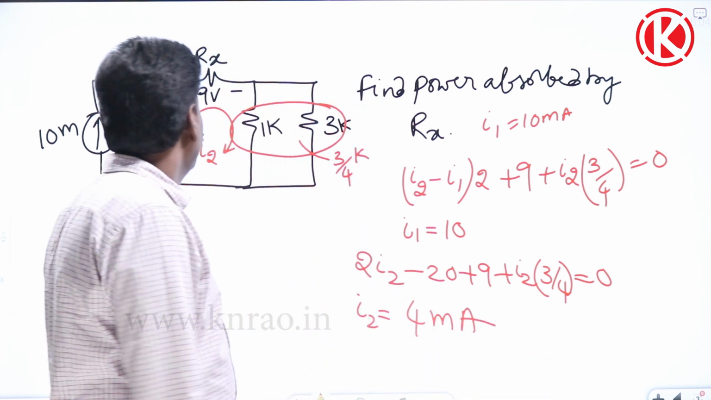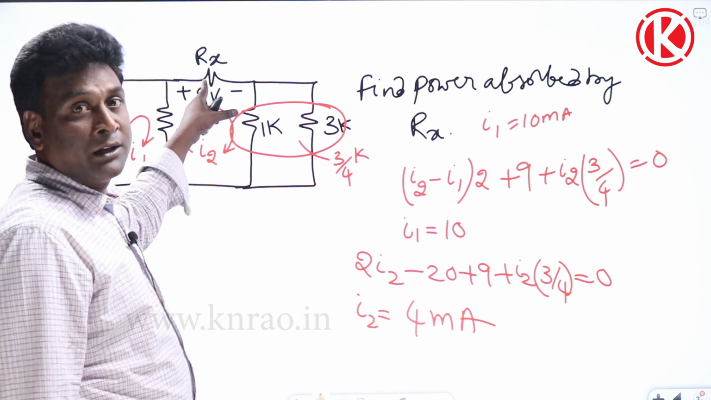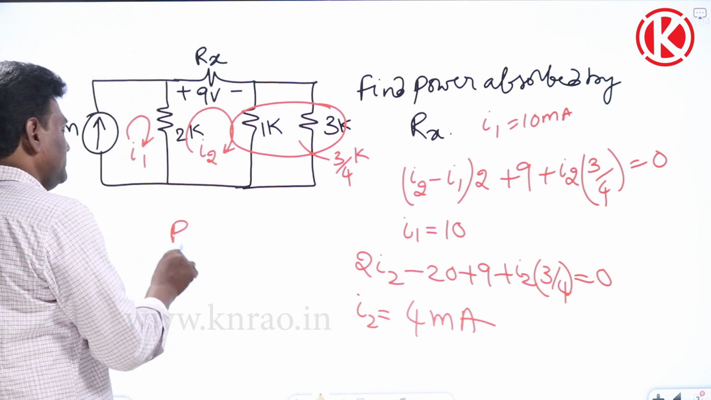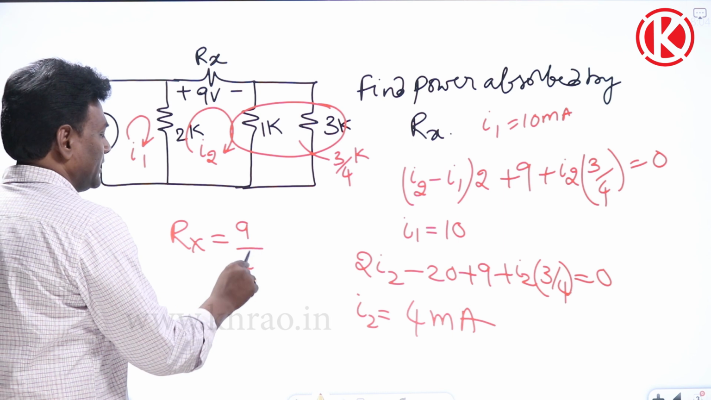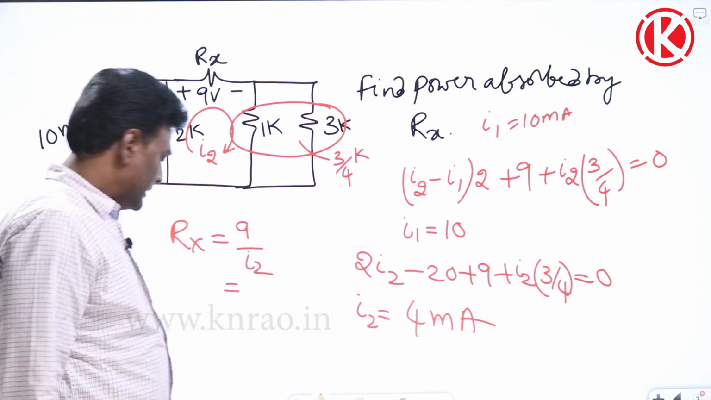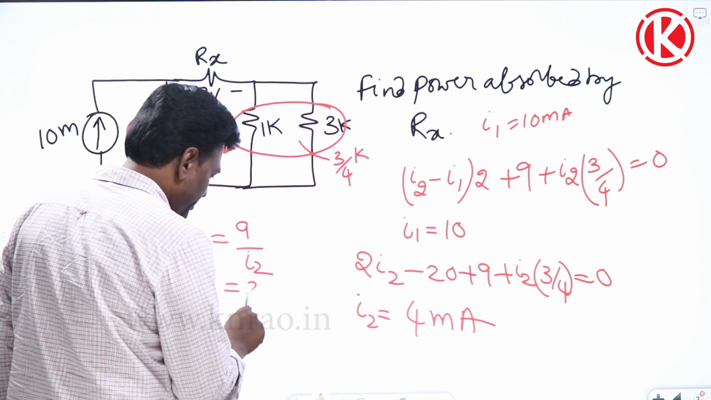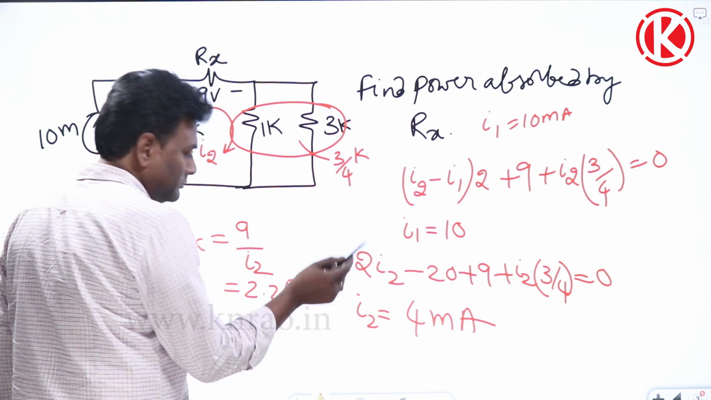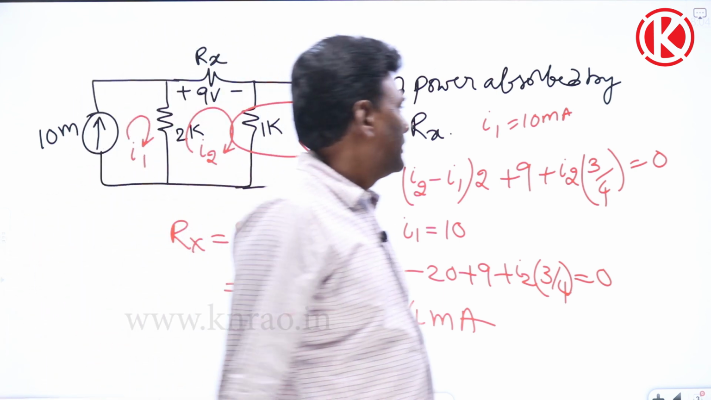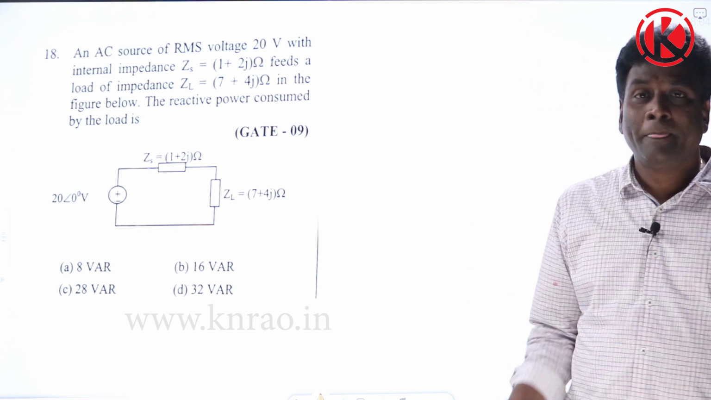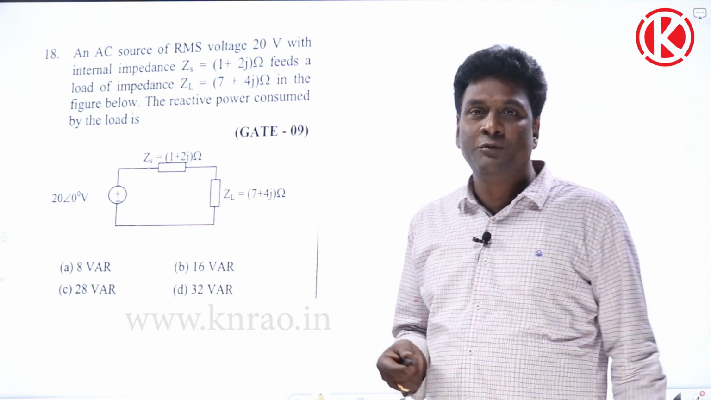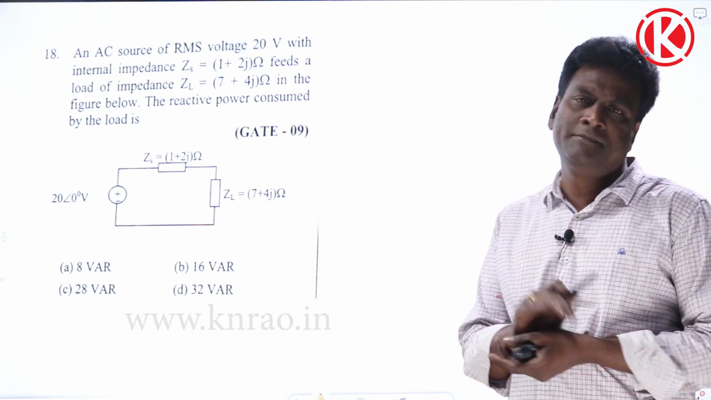Okay. Now the moment you know I2 value, how much is Rx? Rx is going to be 9 divided by I2. Okay. 9 divided by 4 is going to be 2.25 ohms. Again, let me repeat. Try to practice yourself. If you just watch the video, nothing will happen.